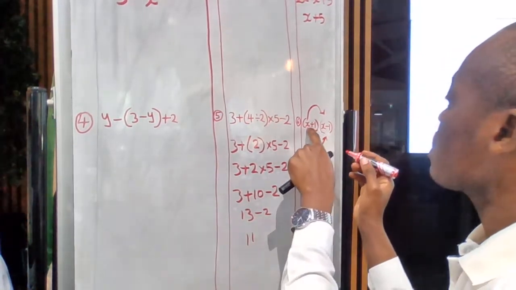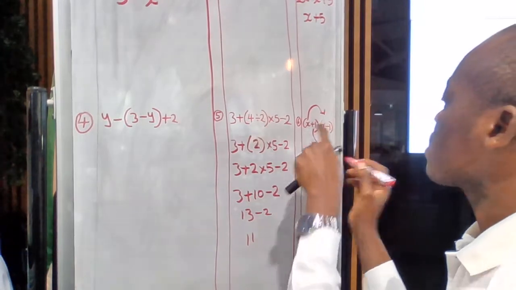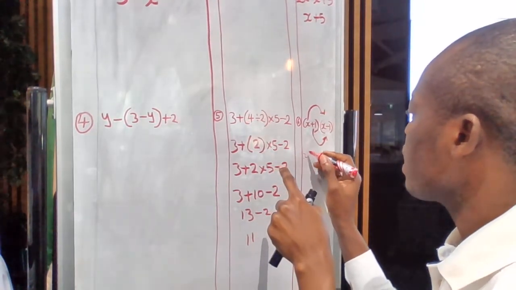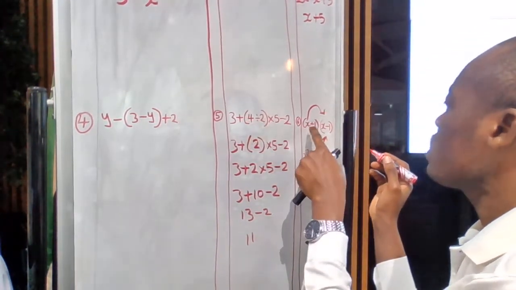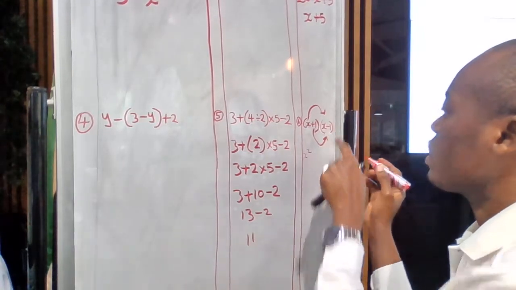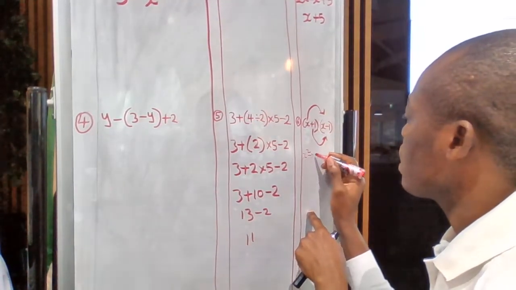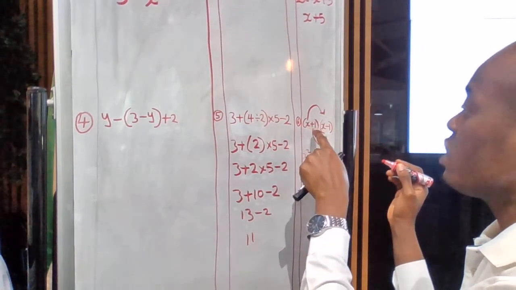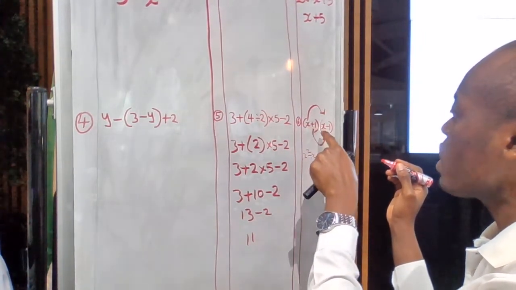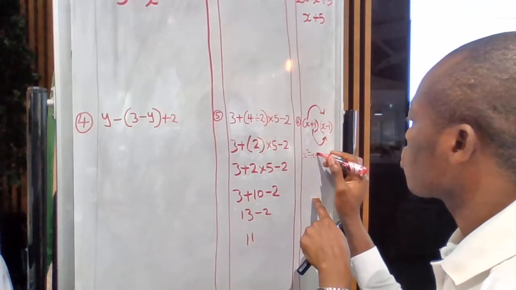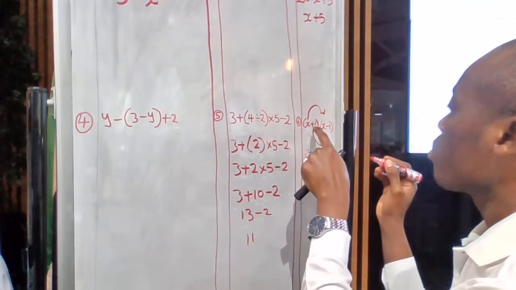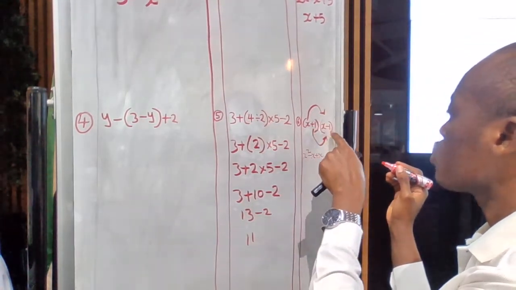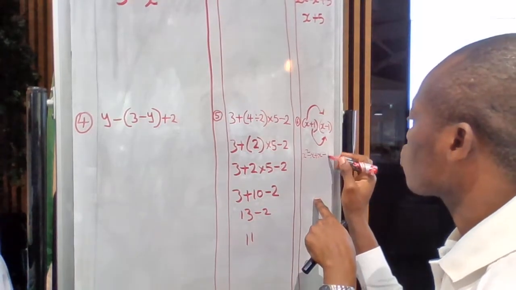So the first one is x times x. That will give us x squared. The next one is x times minus 1. That will give us minus x. That means we are done with x. Then you go to the next one, plus 1. Plus 1 times x will give us plus x. Plus 1 times minus 1 will give us minus 1.